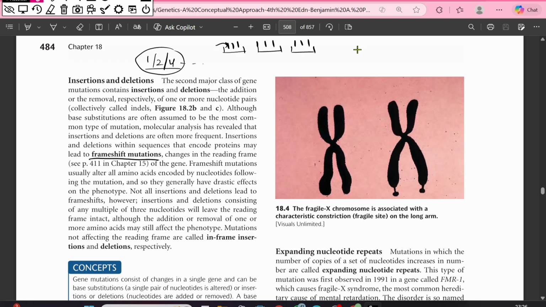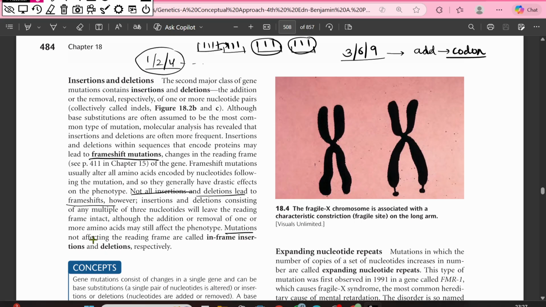But if three nucleotides or multiples of three, suppose 6 or 9, are added, they will only add a new codon. They will not shift the frame. Still the three nucleotides will be read together, only one extra codon with three nucleotides will be added. So that is not a frame shift mutation. Always remember that not all insertions and deletions lead to frame shifts.